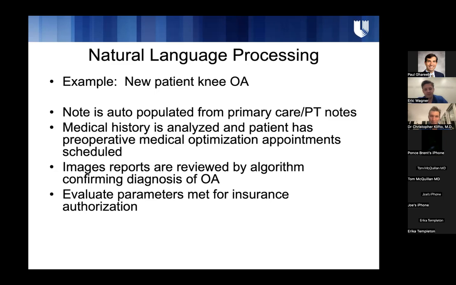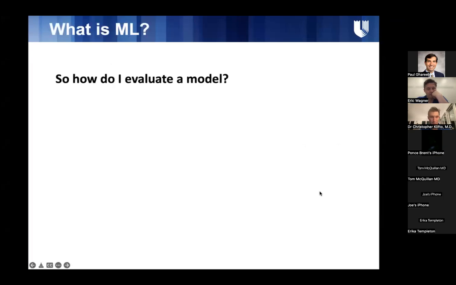This is called natural language processing, essentially a process where it takes free text, extracts all the important information, and does the next steps for you, so that before you even see the patient, they're totally optimized. It's awesome. It's going to change how we do things.